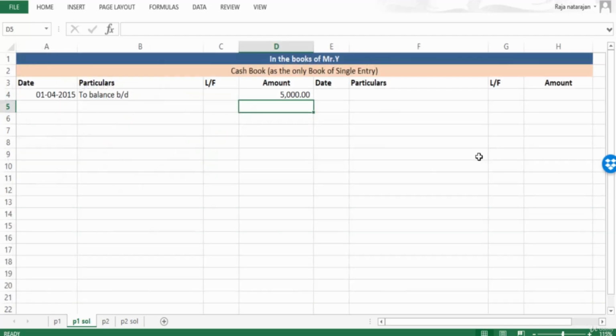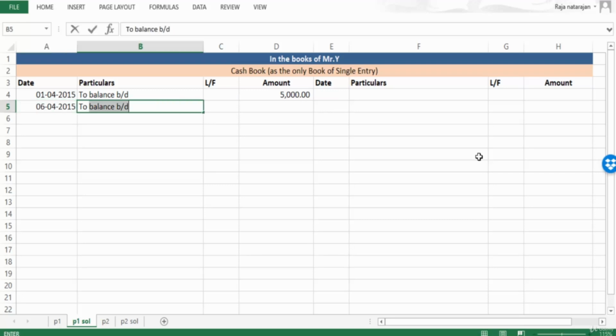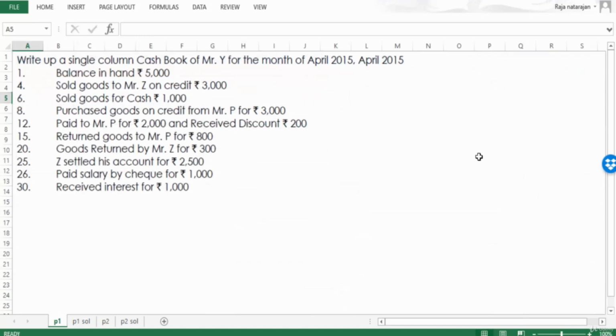Okay, and here you have the cash book. Cash book is debited and credit will go to sales account, right? And this is happening on 6th April. So 6/4/15, we'll say to sales account being goods sold for cash, and amount involved is 1,000. Then on 8th there's a purchase of goods on credit from Mr. P, and again this is a transaction where there is no cash involvement, so this will not affect cash book.